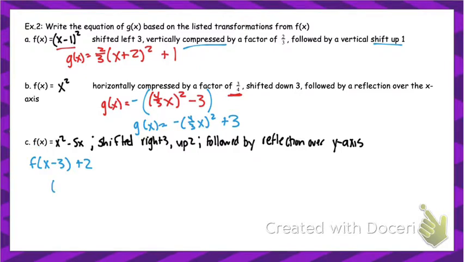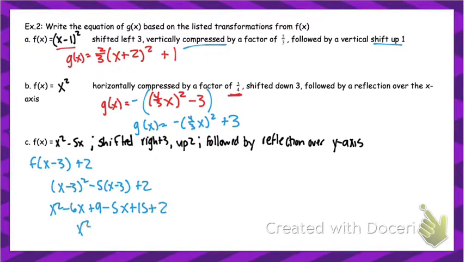That means our function is going to become x minus 3 squared minus 5, x minus 3, and then I'm going to add 2 to it. Then that gives me x squared minus 6x plus 9 minus 5x plus 15 plus 2. Combine our like terms together, and that gives me plus 26. So that is my graph after it's been shifted right 3 and up 2.